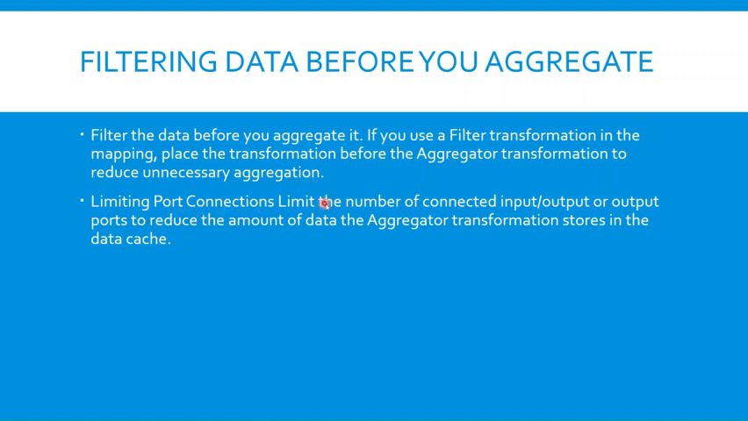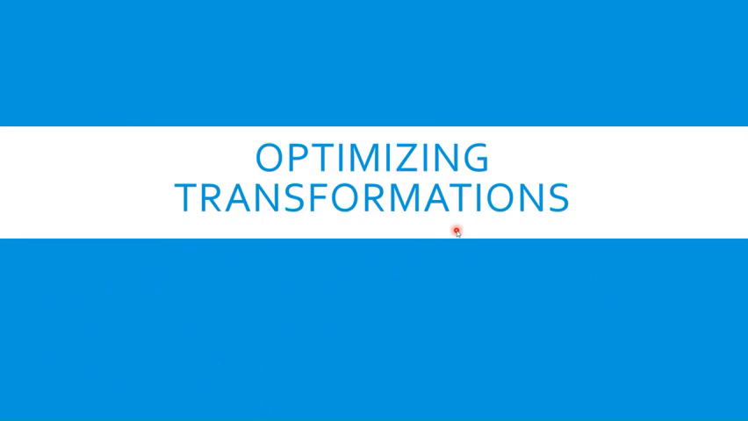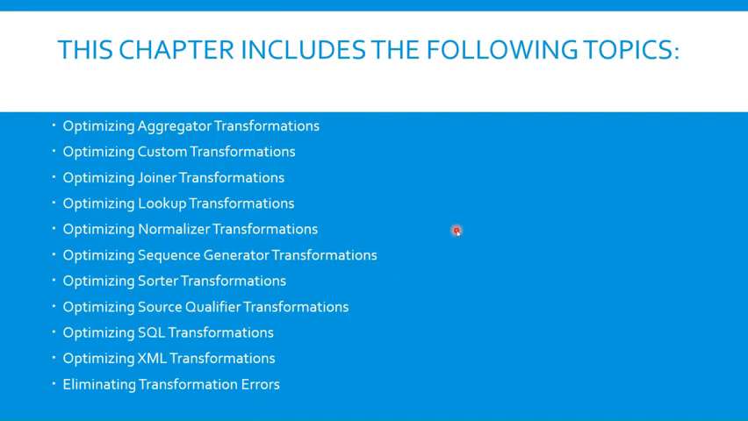Limiting port connections: limit the number of connected input and output ports to reduce the amount of data the aggregator transformation stores in the data cache. Correct? So these are all about the aggregator transformation. Okay, I will explain the next points in the next session.